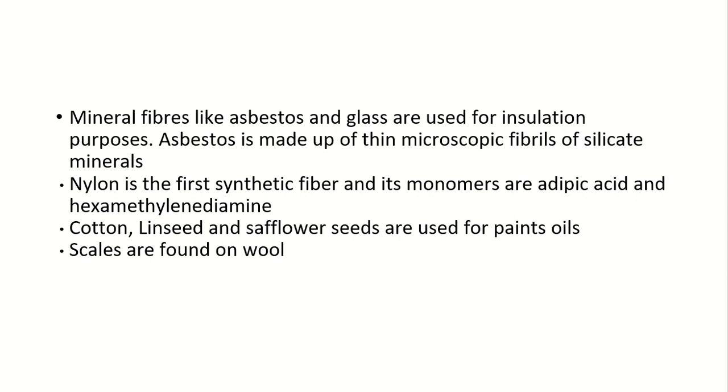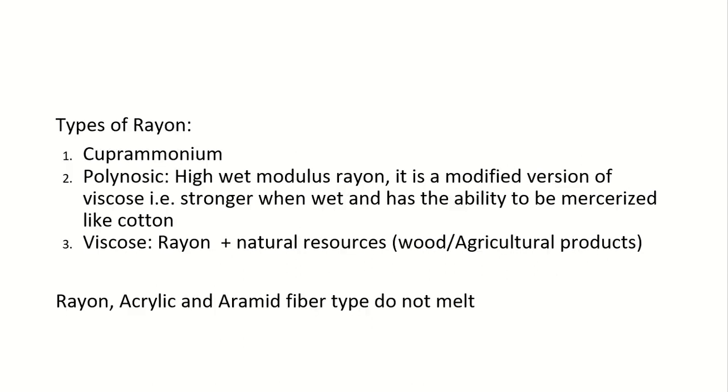Nylon is the first synthetic fiber and its monomers are adipic acid and hexamethylene diamine. Cotton, linseed and safflower seeds are used for paint oils. Scales are found on wool. The various types of rayon fiber are: first, cuprammonium; second, polynosic; third, viscose. Polynosic is the high wet modulus rayon and a modified version of viscose, that is, it is stronger when wet and it has the ability to be mercerized like cotton.